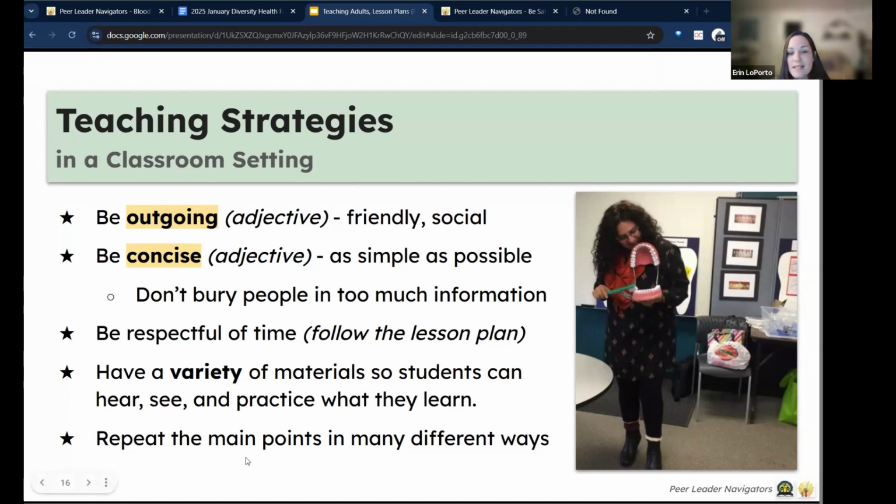And then repeat the main points in many different ways. This curriculum is made with that in mind, where our handout and our posters say the exact same things. Sometimes it's the exact same sentence, and those main ideas come up again and again. That's because that's how adults learn. They're not going to remember everything we say, but the things that we repeat over and over again, those are the things they're going to remember.